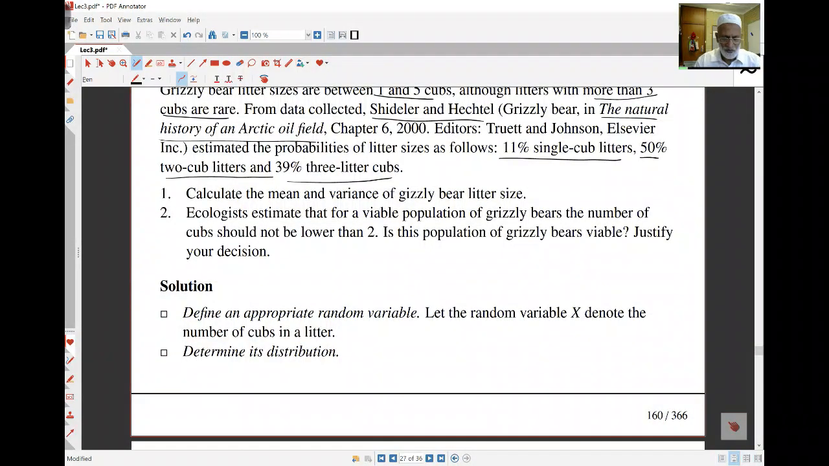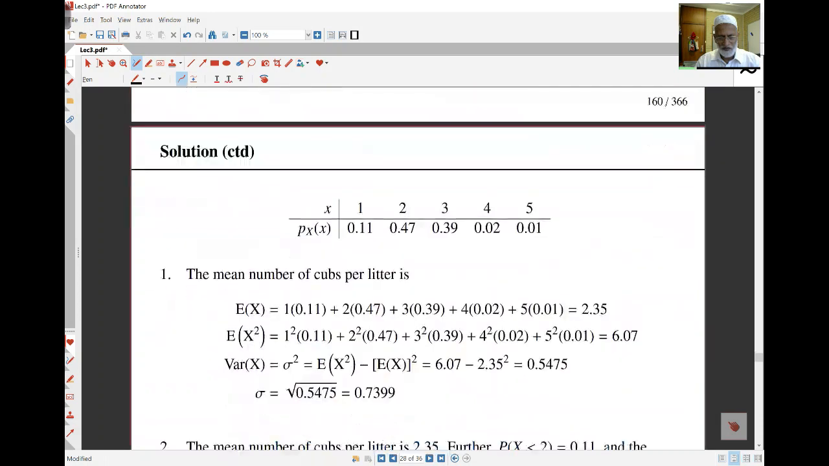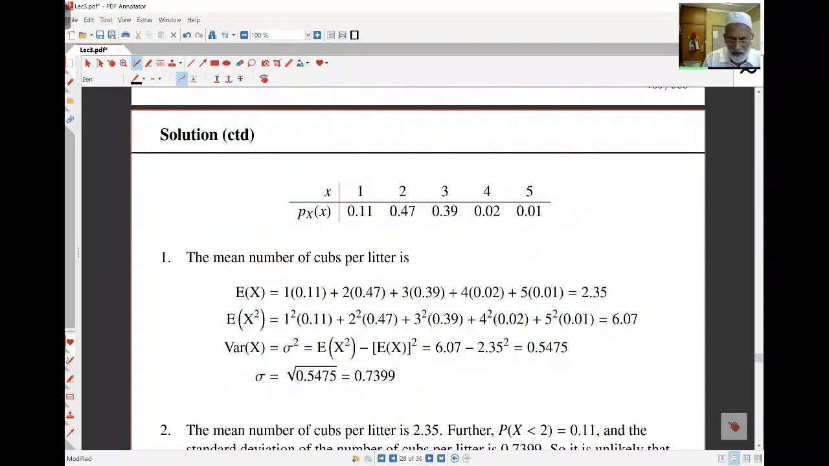And also what's given to us is that for a viable population of grizzly bears, the number of cubs should not be lower than 2. We want to decide if this particular population of grizzly bears is viable. So the first thing to do is define ourselves a random variable that's appropriate, and then determine the distribution. So here my random variable x denotes the number of cubs in a litter, and the distribution here is on the next slide. Now I've changed this a little bit. I've actually got, from the data itself, all the way to 5. The data given in the question only goes up to 3, but I've given the extra data up to 5 here.